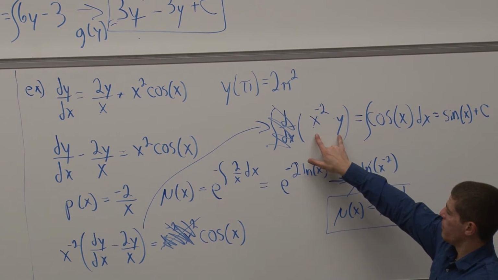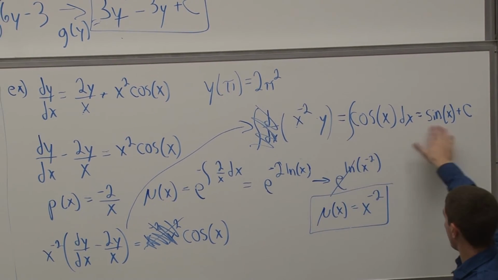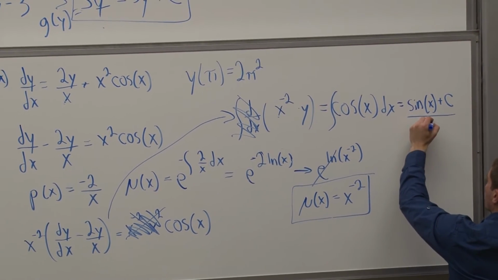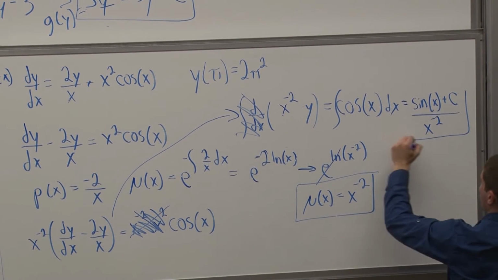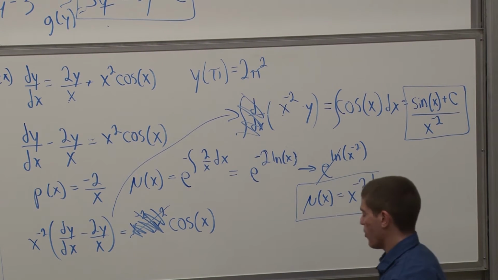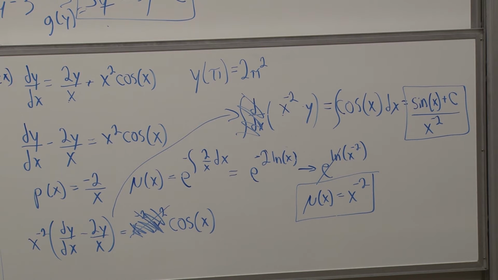And then it's going to be a little sloppy here, but we have our x to the negative 2 times y equals sine of x plus c. So that means we divide this whole thing by x to the negative 2. And this is going to be our answer. But we have an initial condition. So we need to quickly plug in that initial condition. I need to get an eraser.